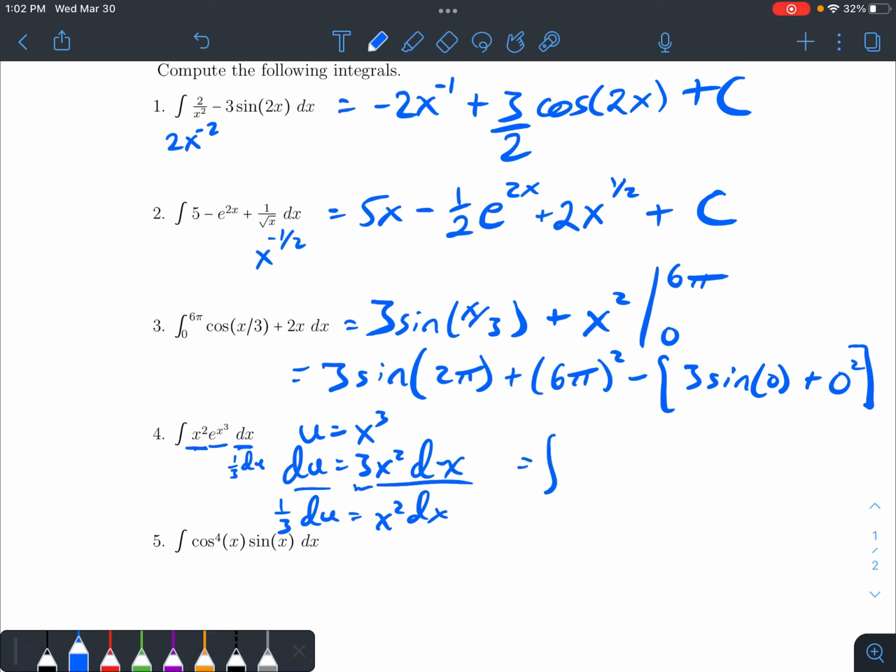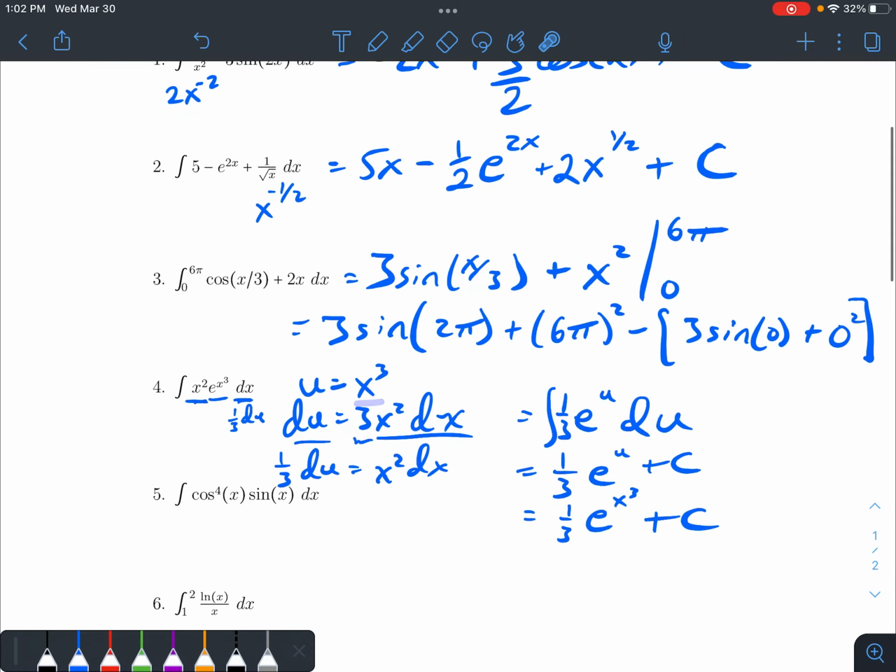So our integral becomes e to the u times 1/3 du, and I'll put that 1/3 in front. And then the antiderivative of 1/3 e to the u is just 1/3 e to the u. This is an indefinite integral, so we do a plus c. And then we will do e to the x cubed plus c, so we just replace that u back in terms of x, and then this will be our final answer.